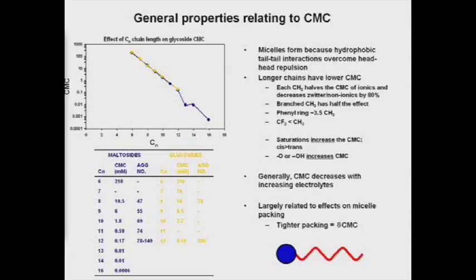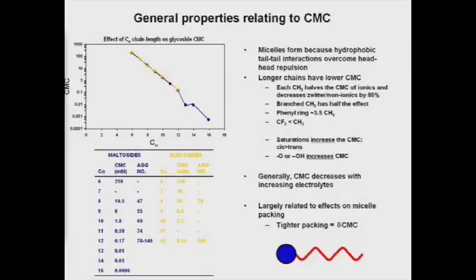As you can see in this diagram here, every time we add a methyl group, we get a decrease in the critical micelle concentration. So the longer that hydrophobic chain length is, the lower the critical micelle concentration tends to be. For ionic detergents, it tends to drop by about half every time we introduce a methyl group. For non-ionic and zwitterionic detergents, it tends to drop by about 80%, and hence we see something that approaches a log scale here. When we introduce branching into the hydrophobic tails, it lessens the effect by about half.